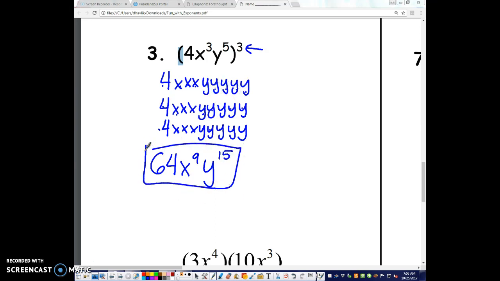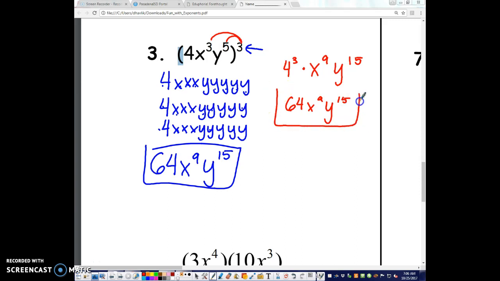Ta-da! Now you could have also done it this way. 4 to the third power, times 3 times 3 makes x to the 9th, and 5 times 3 makes y to the 15th. 4 to the third power is 64. Then you have x to the 9th and y to the 15th. This is how you would solve it with the rule. Okay, so you do whatever is easier for you.